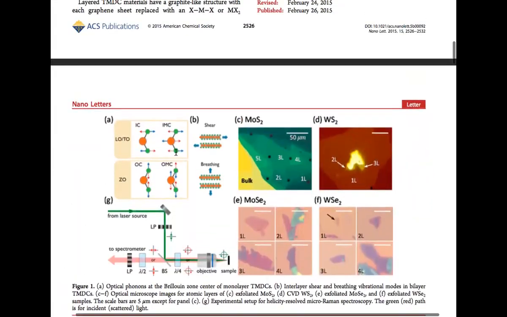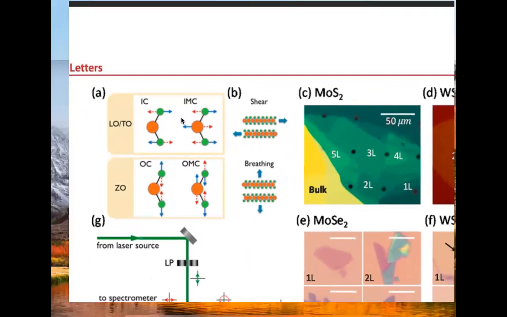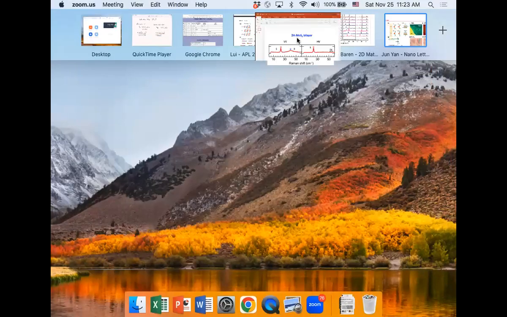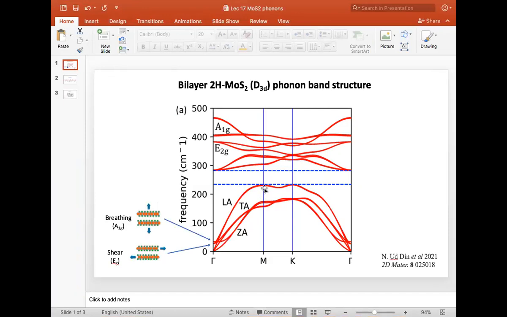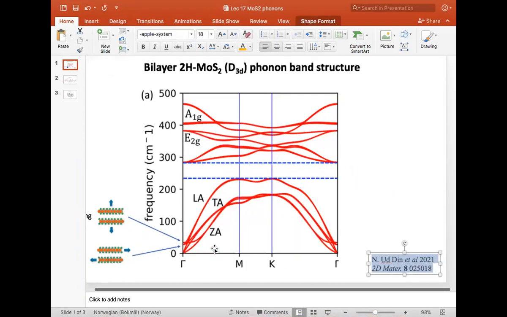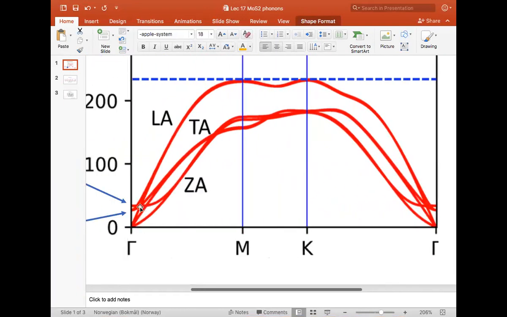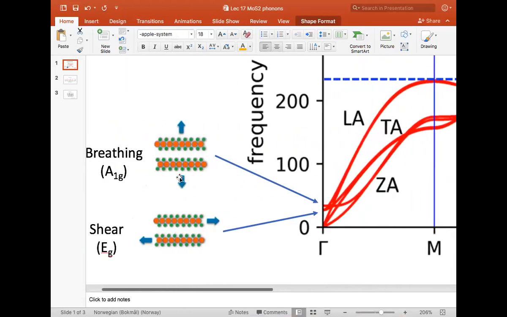In this paper, they also consider the optical phonon. Here in this PowerPoint, this is the phonon band structure of bilayer MoS2, which I copied from this paper. When you zoom in, this higher one here is the breathing mode. The lower one is the shear mode. These are the two that we consider.